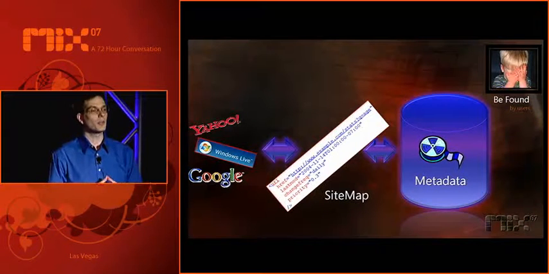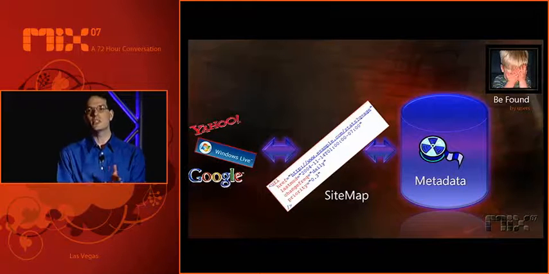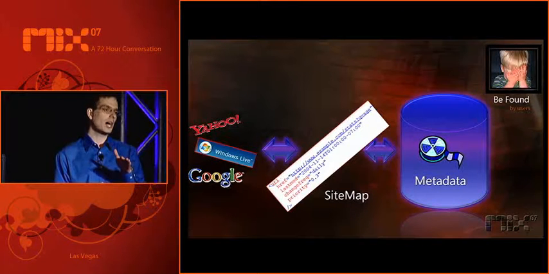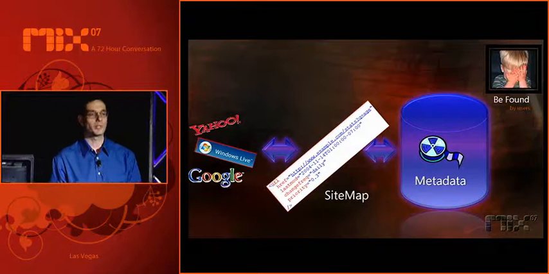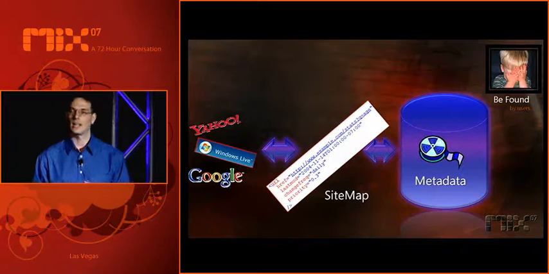Luckily, all the big three search engines have agreed on this format called a sitemap. What the sitemap does is it essentially gives the search engines a set of links that they can go follow to index your site. So this is particularly important with dynamically generated content like we have with Silverlight and Ajax.